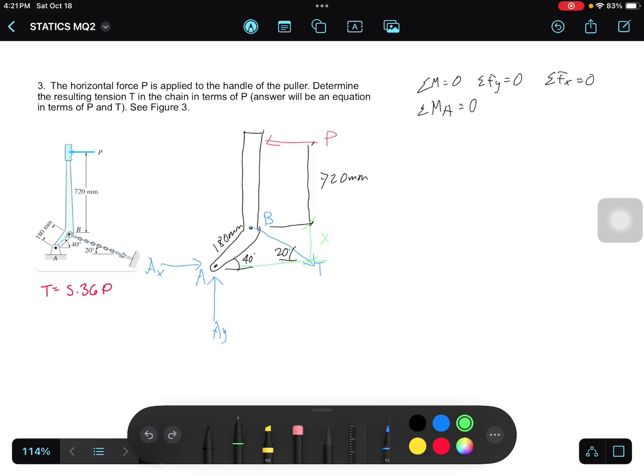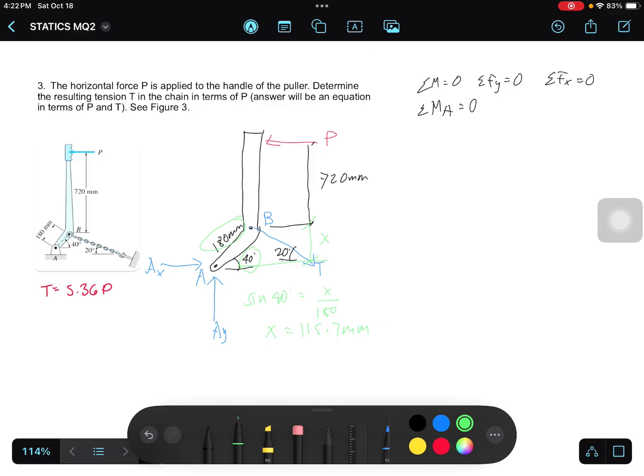So, to find X, we can use this angle of 40 degrees and itong distance na 180. Using sa katoba, X is the opposite side. So we can use sine 40 degrees equals opposite X over hypotenuse 180. So X is 180 times sine 40 degrees equal to 115.7 mm. So now we know yung moment arm ni P.